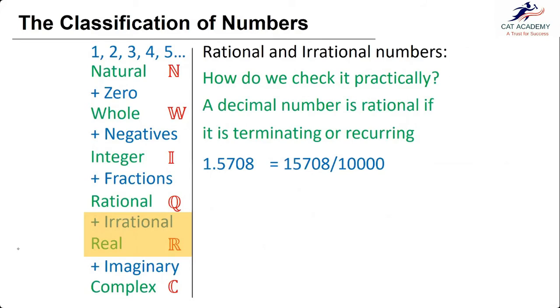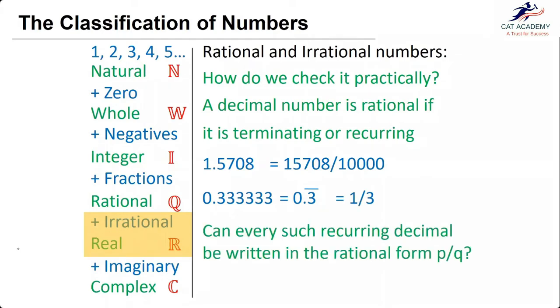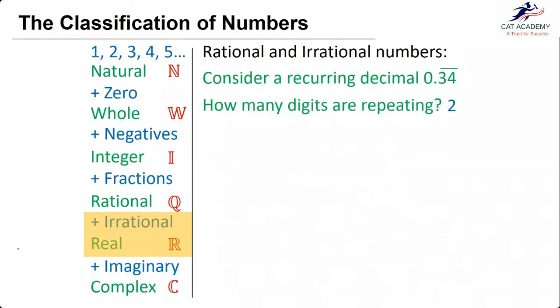See, terminating is like this. Recurring is like this. So we can denote it like this, 0.3 bar. But that's just a way of denotion. That's it, nothing else. So in case I have to write it in fraction form, I need to write something like this. But how can I write it? So let's take this for an example, 0.34 bar. So question 1, how many digits are repeating? 2 digits. If 2 digits are repeating, so we will multiply by 10 square.